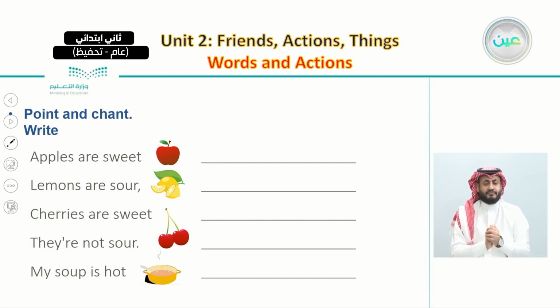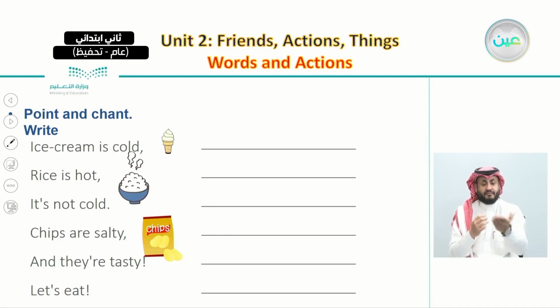So we did listen to this chant, apples are sweet, and we did write it back on the line. Apples are sweet. Also, lemons are sour. Lemons are sour. Cherries are sweet. They are not sour. My soup is hot. So here we did listen to different food and also to different tastes. Tastes like sweet, sour, hot. And we did write them to learn how each one of them is written, and also so we can think of the taste.